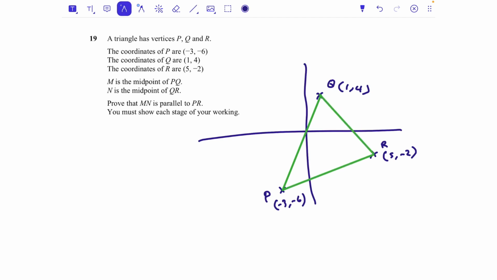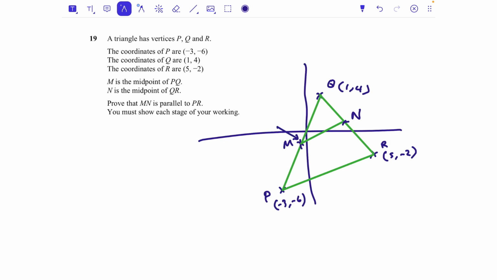M is the midpoint of PQ, so that's going to be somewhere here. N is the midpoint of QR, so that's going to be somewhere here. Prove that MN is parallel to PR. So MN is this line here, and we want to show that that's parallel. Now, to show that it's parallel, we need to show that the gradients are the same, okay? So first thing we're going to do is find out what these coordinates are.